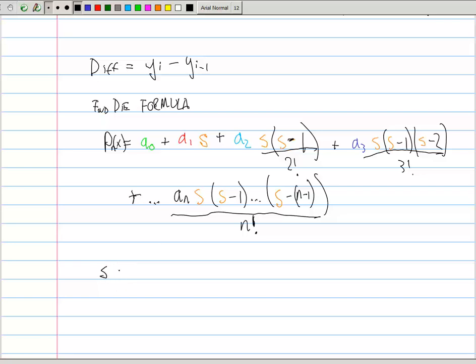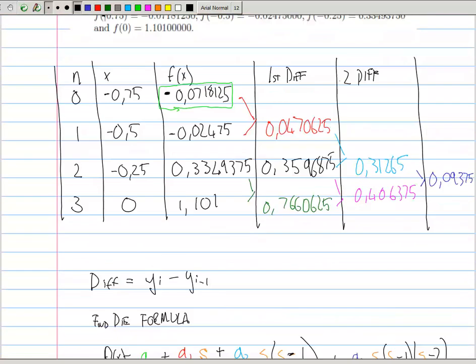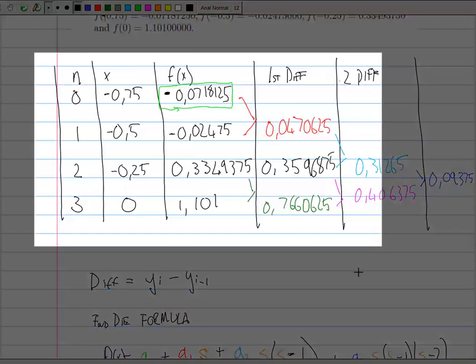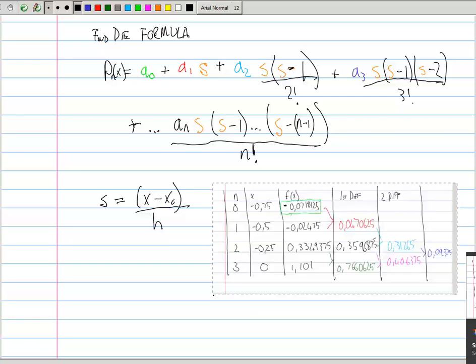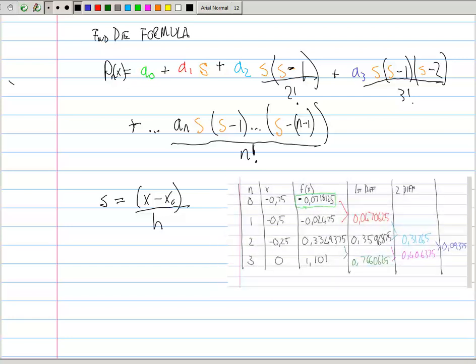So our s, this is a nice, simple and straightforward method of going about it. S, we can state, is x minus x0 divided by h. Now, we need to define what these terms are. So first thing that we're going to do, let me grab this over here. Grab that. I will pull it down here, a little bit bigger. So the first thing that I'm going to show you is our h. So our h is going to be the difference in x.